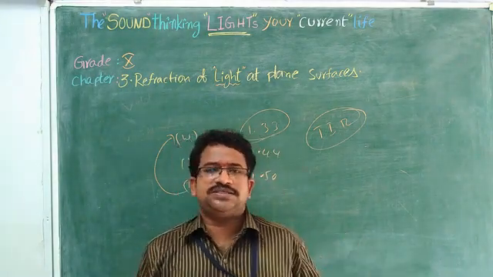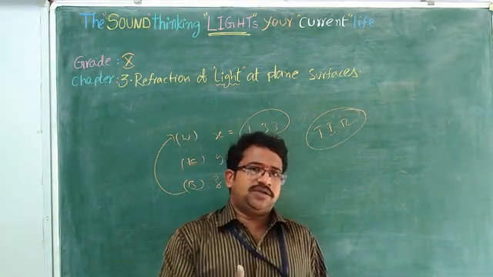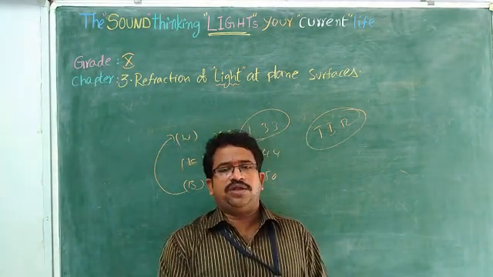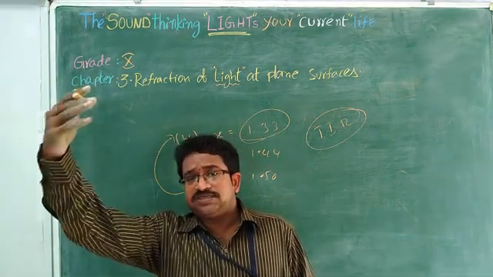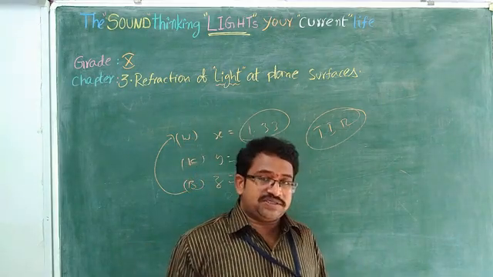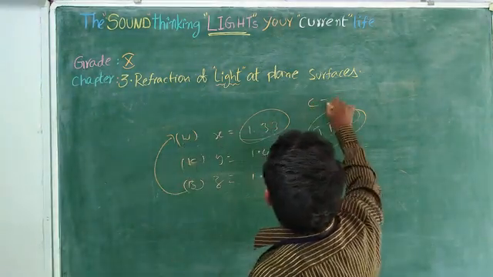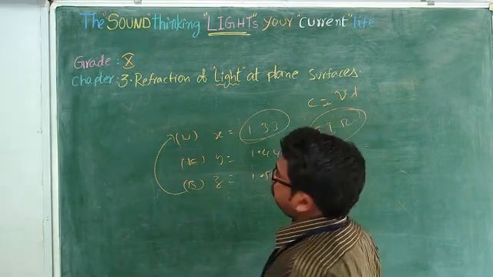Once you practice them based on the table, on page number 47 there is a table in the textbook. Take the refractive indices and see how they change. If the refractive index is increasing, what is happening to the velocity, the wavelength, and the frequency? All these things have to be compared, because velocity is equal to nu lambda, that is, c is equal to nu lambda.